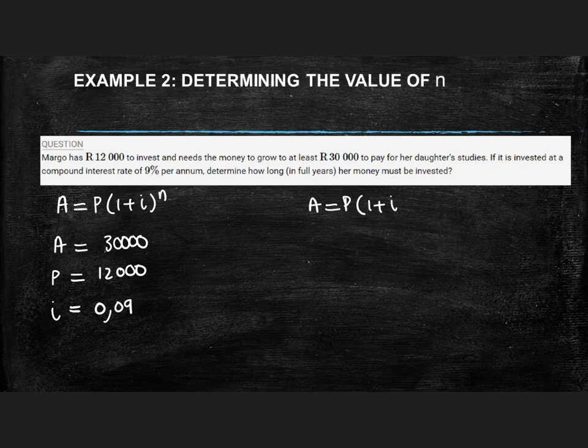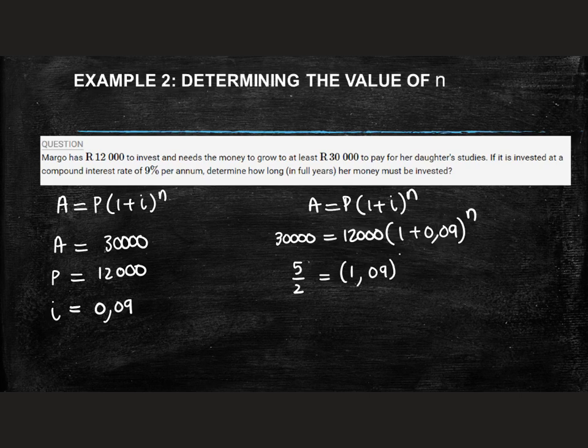So what we can say is that we have 30,000 Rand that has grown from 12,000 Rand at an interest rate of 9%, and we want to work out n. First things first, I'm going to divide 30,000 by 12,000. 30,000 divided by 12,000 is a multiple, so I'm just going to write it as its own fraction, 5 over 2. In the brackets, we've got 1,09, and we've got power n. Again, what we will do is convert from exponential form to log form.